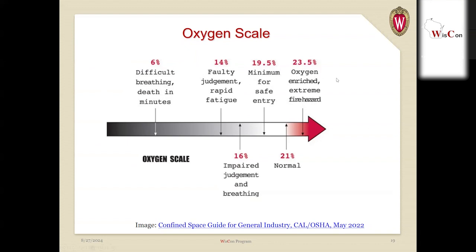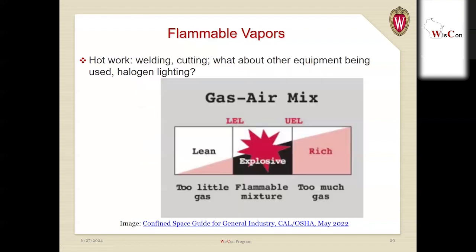And so that's one of the things we're monitoring for when we're monitoring that confined space, is to determine the oxygen that's present. For entry, you need 19.5% oxygen is the minimum for safe entry. We really want to see about 21% is normal. But as you can see on the scale, the less oxygen is in that environment, that's where we have that impaired judgment and breathing. There's often rapid fatigue or passing out, and then even death is possible.